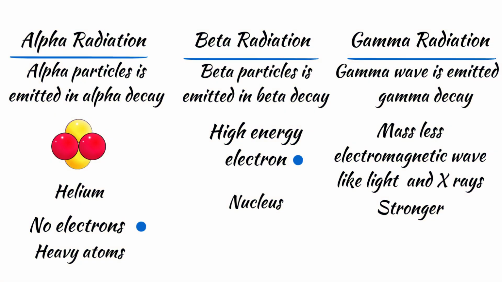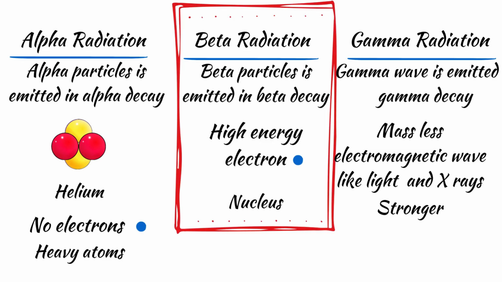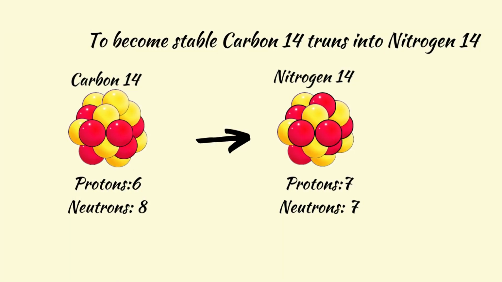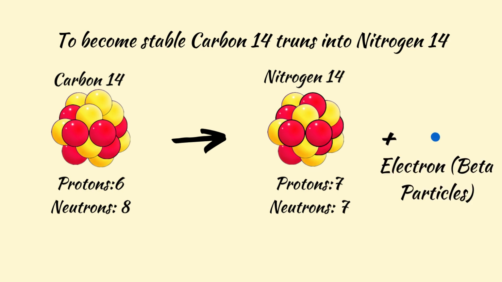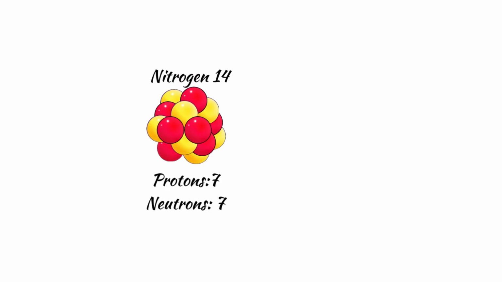Now, what decay does the carbon-14 atom go through? Carbon-14 atom goes into beta decay. It means it releases beta particles from its nucleus, which is a high-energy electron. It is just a regular electron released with high kinetic energy. To become stable, carbon-14 atom turns into nitrogen-14 atom, and in the process it releases a beta particle, which is a high-energy electron.